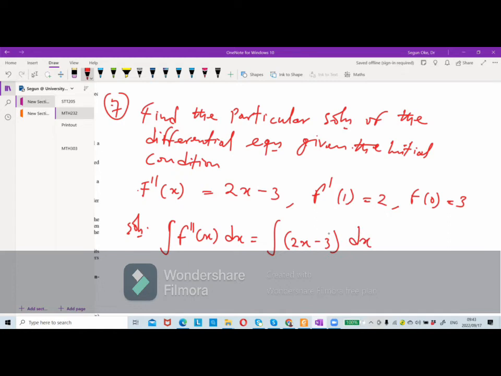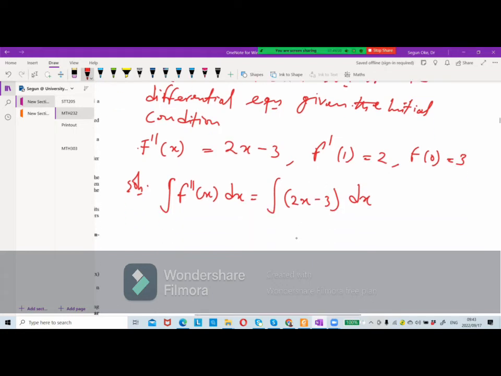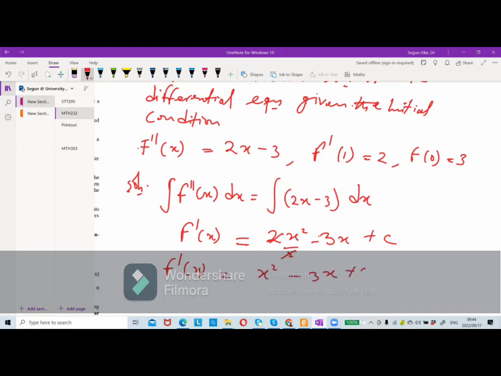Are you seeing another method of solving it? When I integrate this one first time, it will reduce the power of differentiation, right? It will be f prime of x equals to, now integrate this side, I have 2x squared over 2 minus 3x, everything plus c. So this one goes with this. I have f prime of x equals to x squared minus 3x plus c.